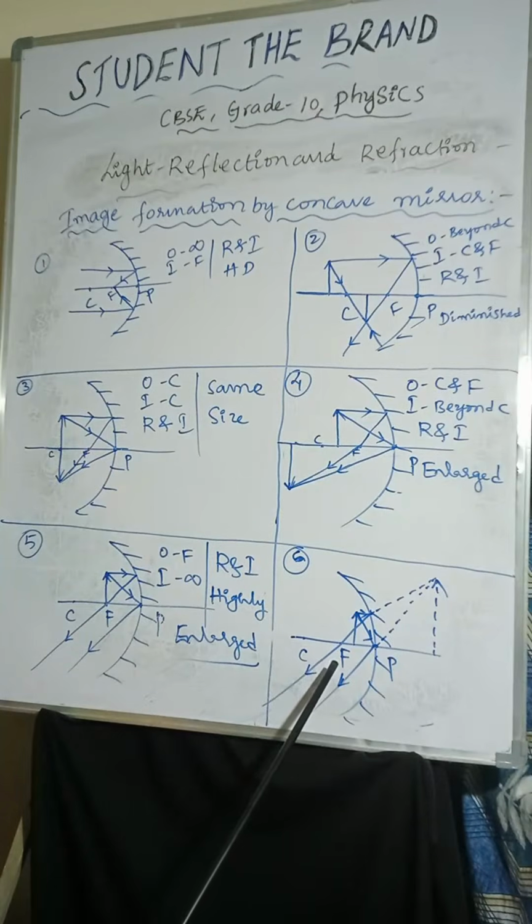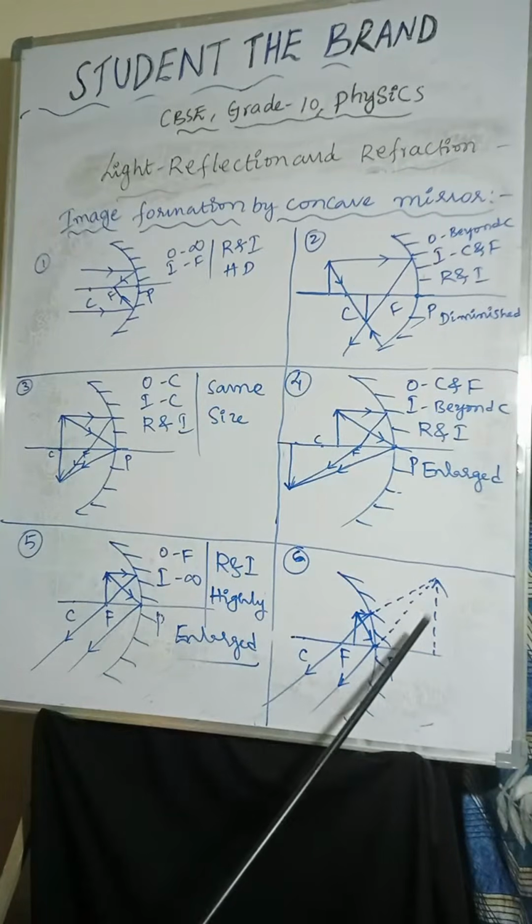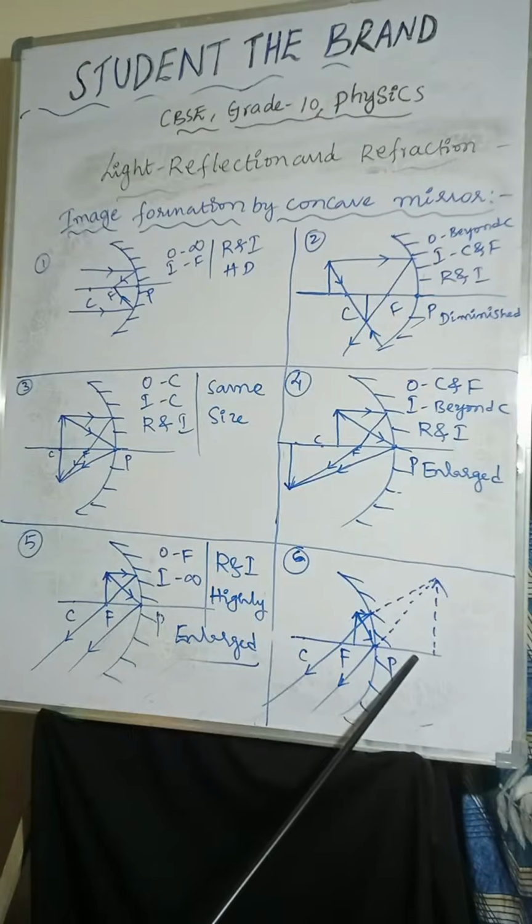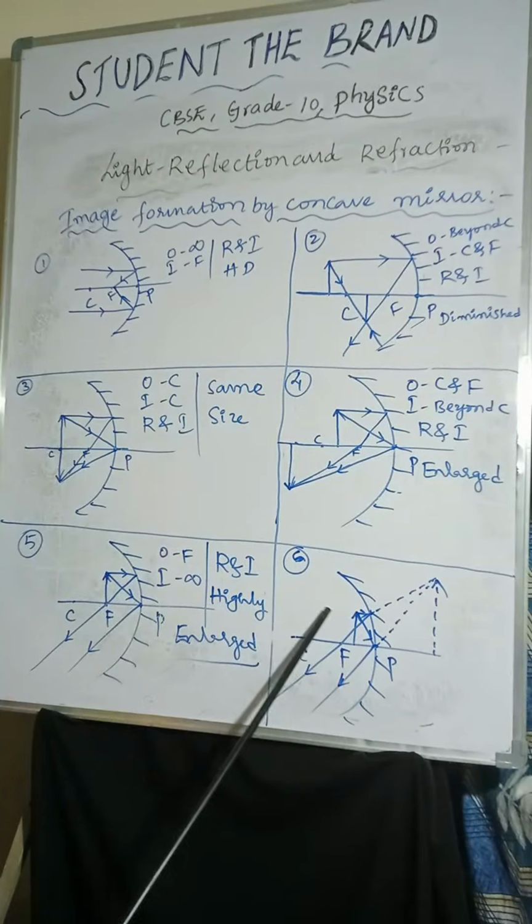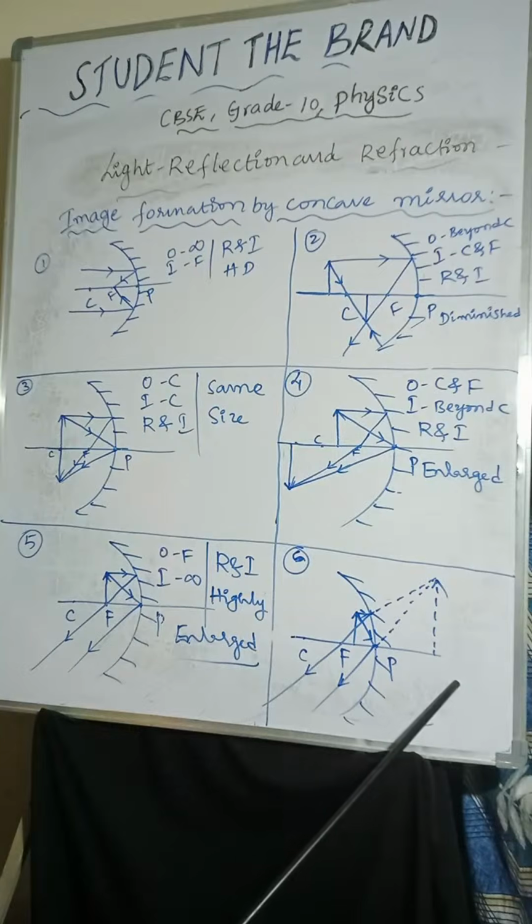Coming to here, this is very important. Object is placed between F and P. Image is formed behind the mirror. Nature of the image is virtual, erect and enlarged. So compared to the object, image size is increased. That's why we are calling it enlarged.